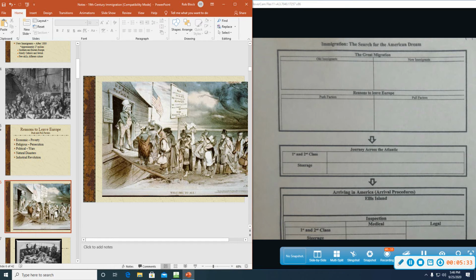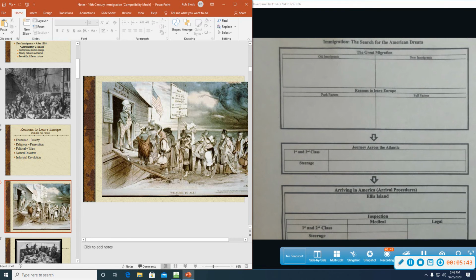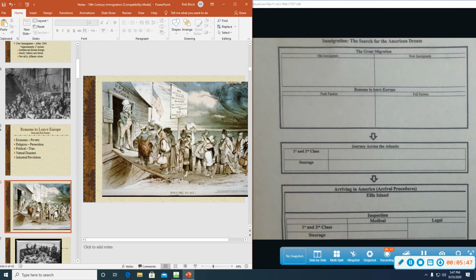Of course, Uncle Sam is in lots of political cartoons. His initials are U.S., Uncle Sam, United States, and so he's a symbol of America. And so whenever he shows up in a political cartoon, it's representing America. As you can see, most of the people are poor, but there are some people coming that have wealth, but maybe they're coming for other reasons other than poverty.